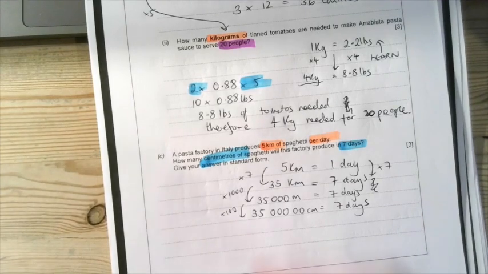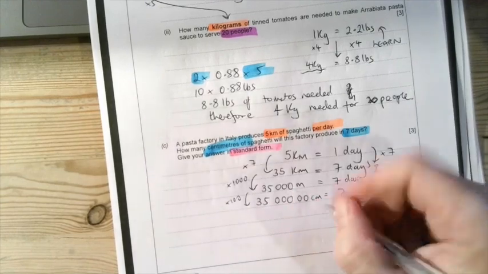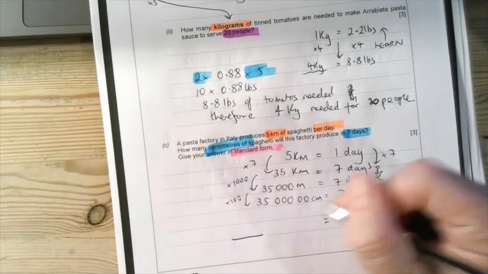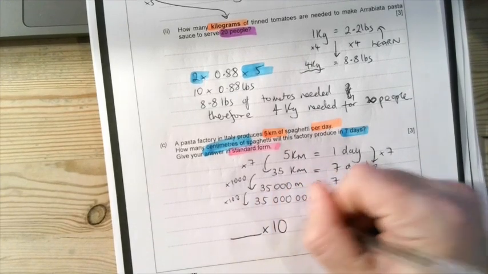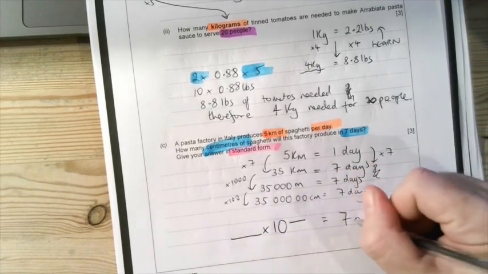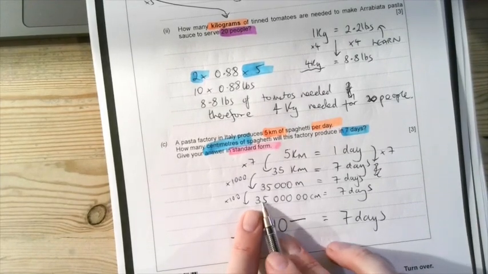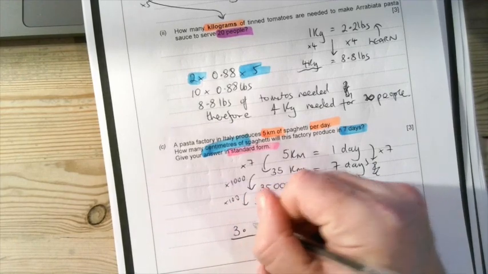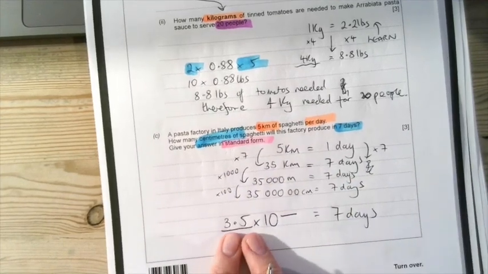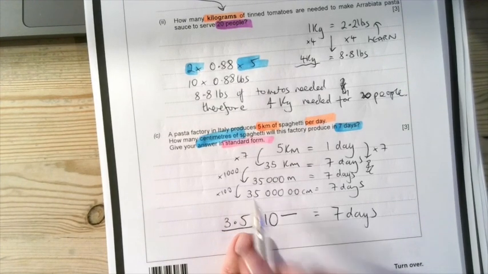But then finally it says, give your answer in standard form. Well, to give it in standard form, I need to write it as a number between 1 and 10 times by 10 to a power, and that would be my answer then in 7 days. Now to do that, that decimal would have to be between the 3 and the 5. So that would be 3.5. If I put it in front, it'd be 0.35. Well, it's got to be a number between 1 and 10. If I put it after, it'd be 35. So that's where it goes.